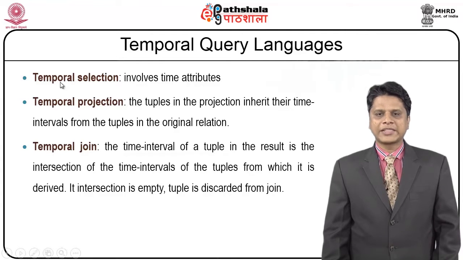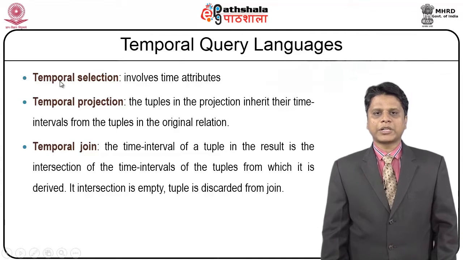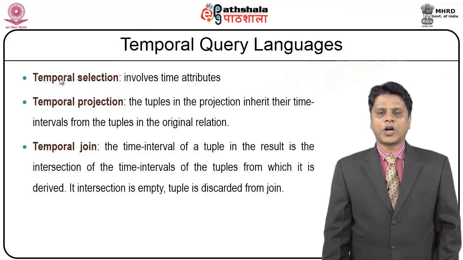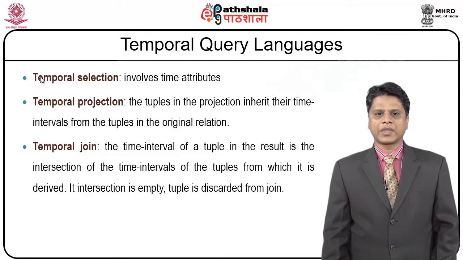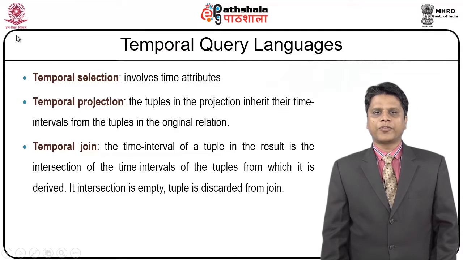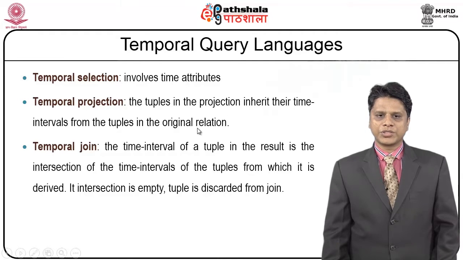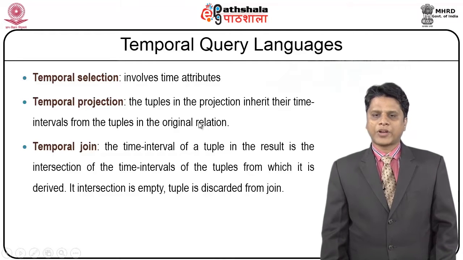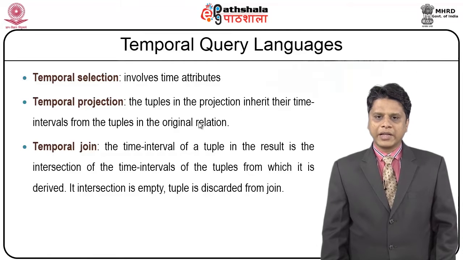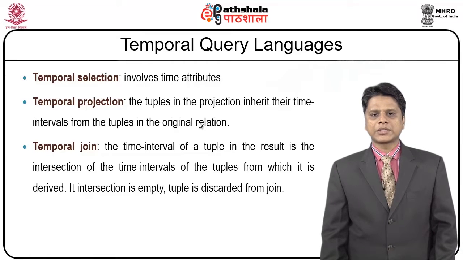If you take selection for example, we use the selection operator just to pick out some record values from the database. Here the time attributes are an additional attribute for temporal selection. Likewise, for temporal projection, the tuples in the projection inherit their time intervals from the tuples in the original relation. So any tuples projected from the actual database will be shown with the same time intervals in the result.